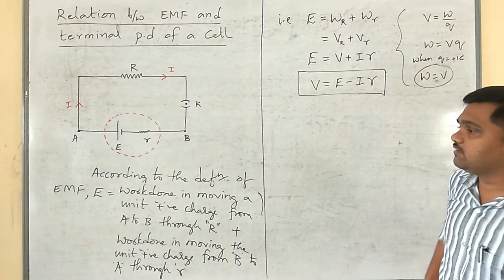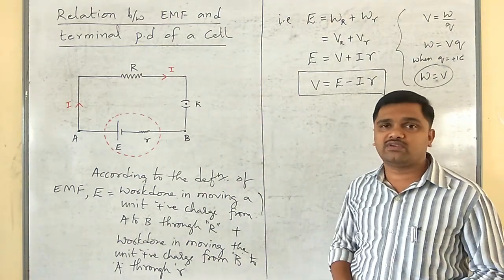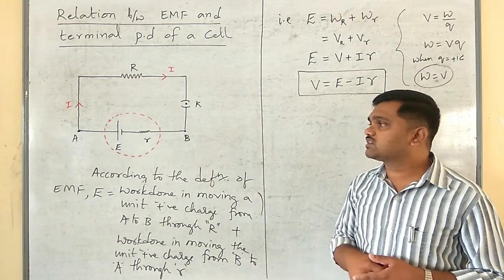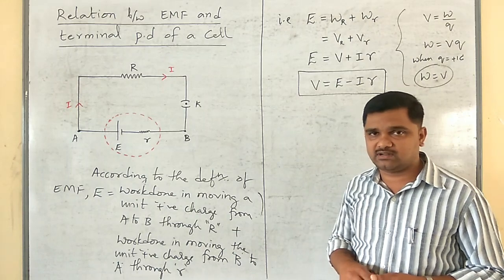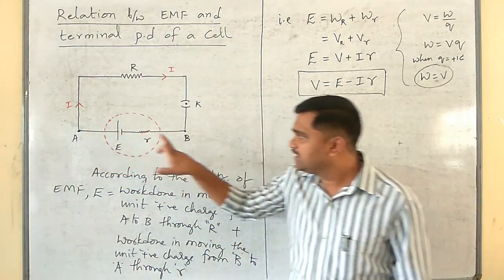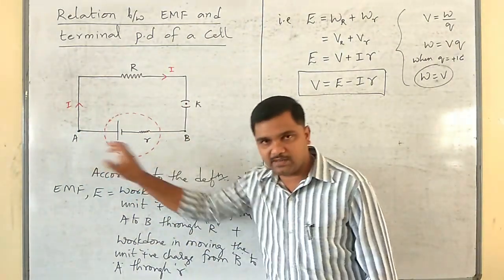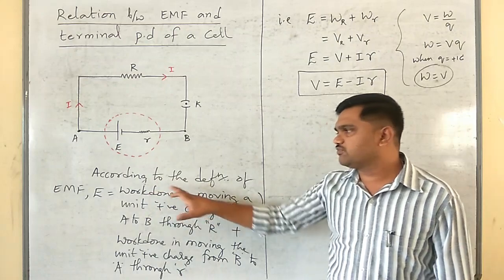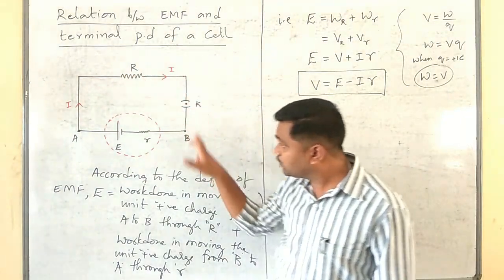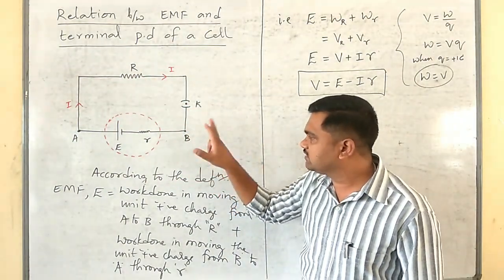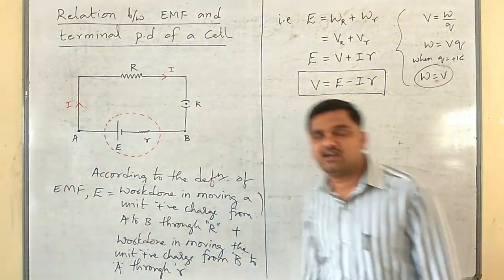I will repeat briefly once again. According to the definition of EMF, EMF means the total work done in moving a unit positive charge throughout the circuit once. Here I have considered two points, A and B. Throughout the circuit means starting from A, we should end at A. So according to the definition of EMF, E is equal to work done in moving the charge from A to B plus work done in moving the charge from B to A. Here the capital R will oppose, and here the small r will oppose.